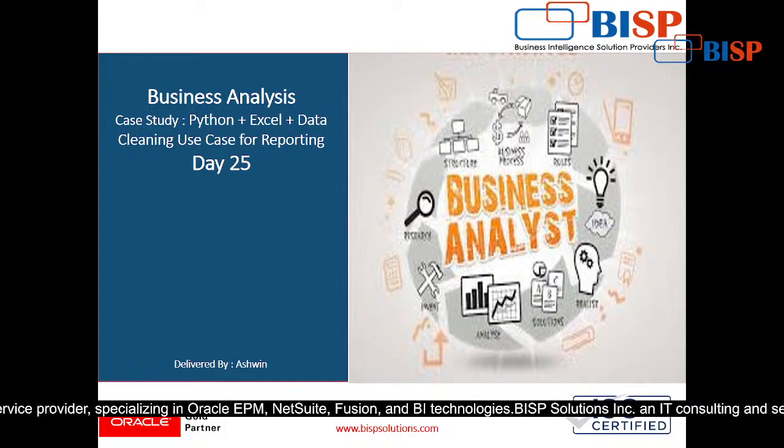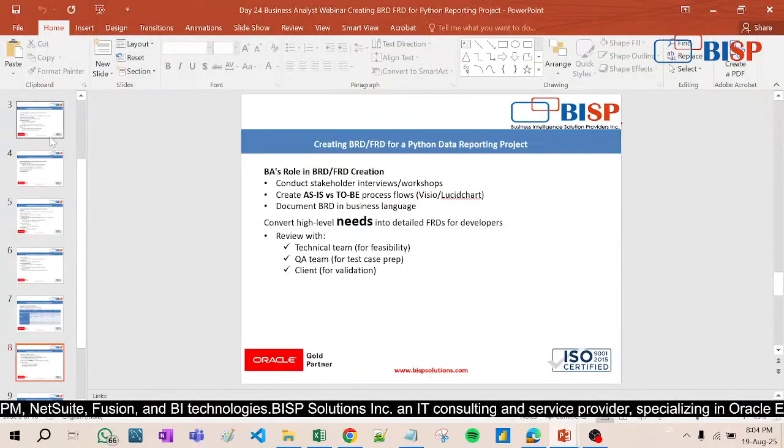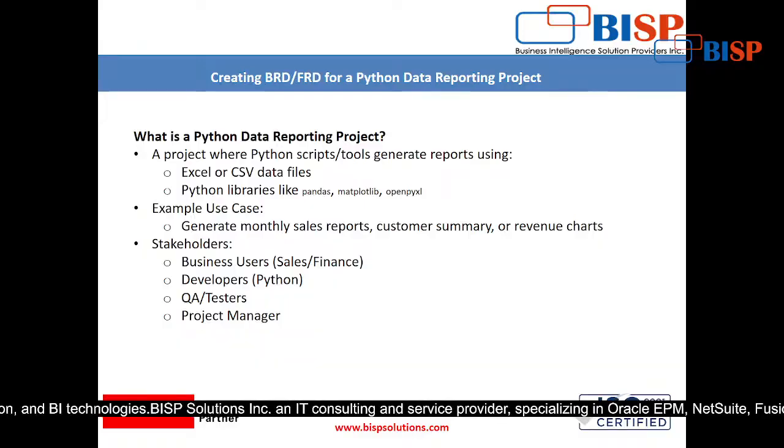Yes, but before that, let's have a quick recap of yesterday's session, for those who have joined only today also. In yesterday's session, we discussed creating the BRD and FRD. Yesterday I explained what a BRD is and what an FRD is. BRD means what their current process is, what they want, and who the stakeholders are. That means the people directly connected with this BRD: developers, business users, QA, testers, project manager.